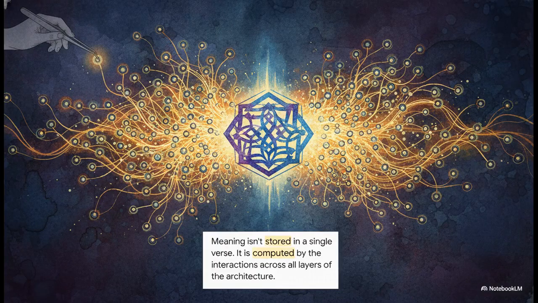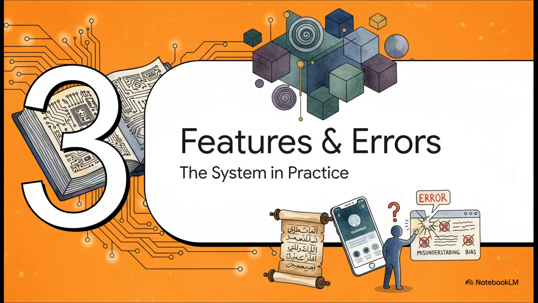Now, this is absolutely crucial. In this system, meaning isn't something you can just find and isolate in a single verse. It's not stored there. Instead, meaning is an emergent property. It's computed by the interactions across all 7 layers of the architecture. Think of it like a neural network, where the insight doesn't come from one node, but from the connections between all of them.